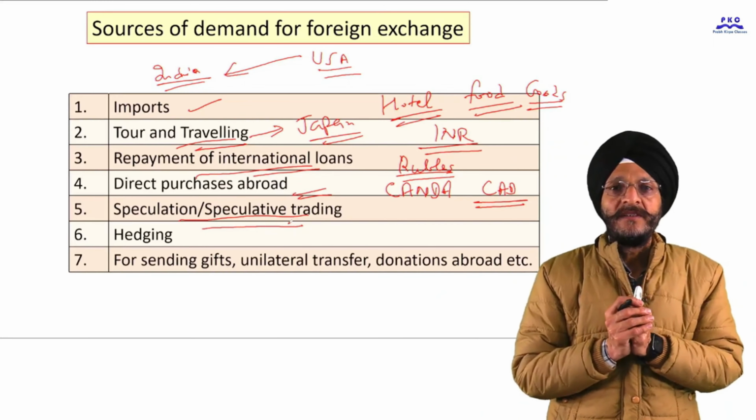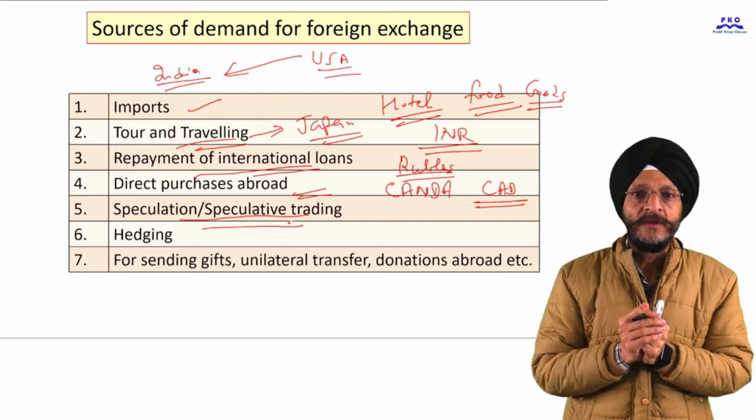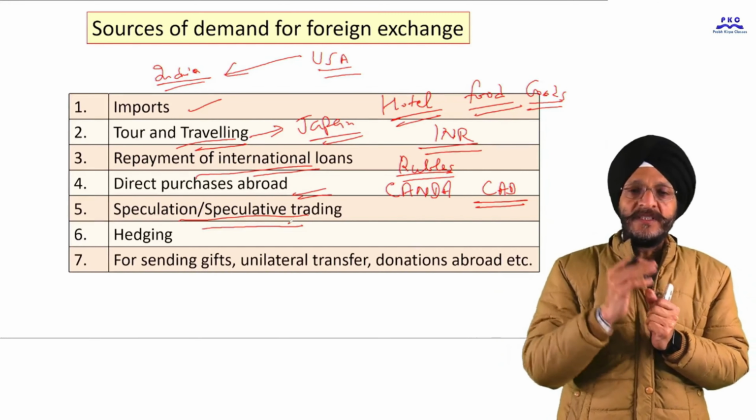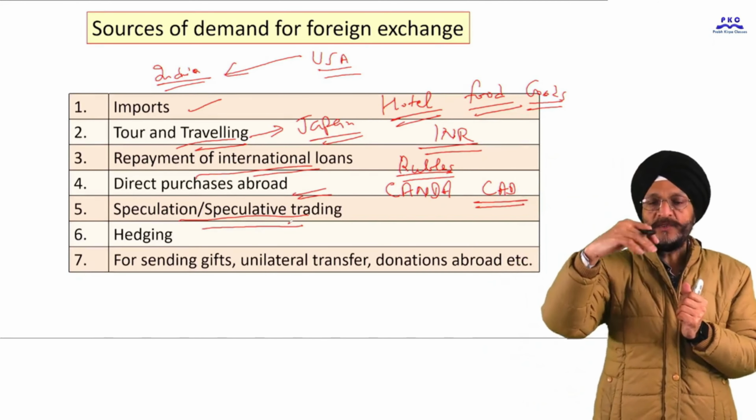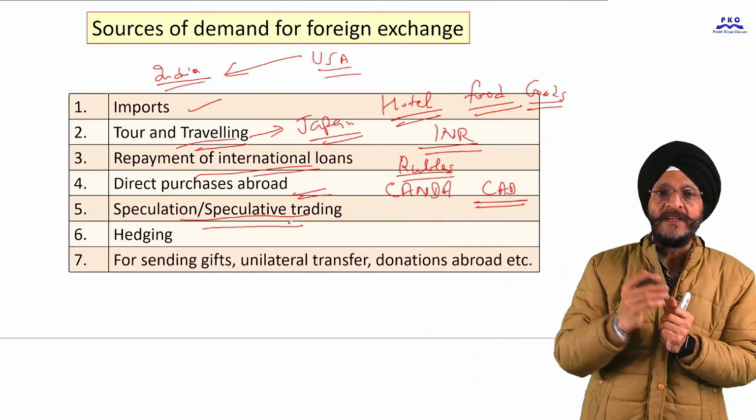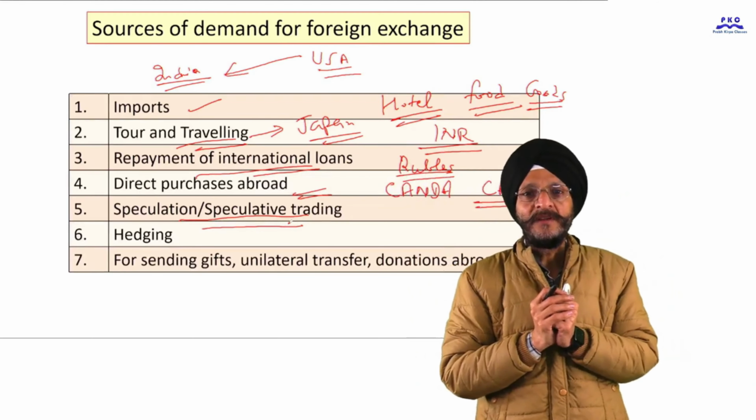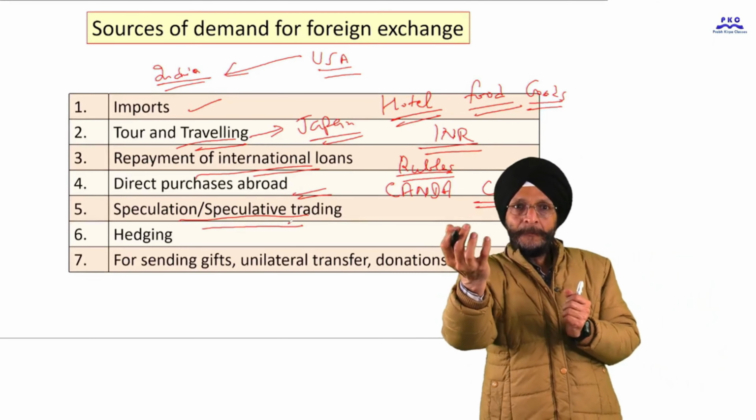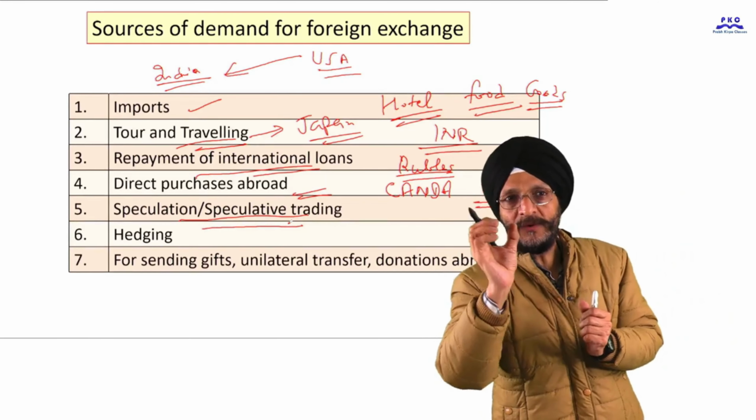Speculation or speculative trading. In the foreign exchange market, there are speculators also. Speculative trading means when a person sells or purchases a foreign exchange thinking that the price of the other currency may increase or decrease. It is called speculative trading. If the speculative trader thinks that the price of another currency is likely to rise shortly, he may demand or purchase foreign exchange. In this way, demand for foreign currency or foreign exchange arises.